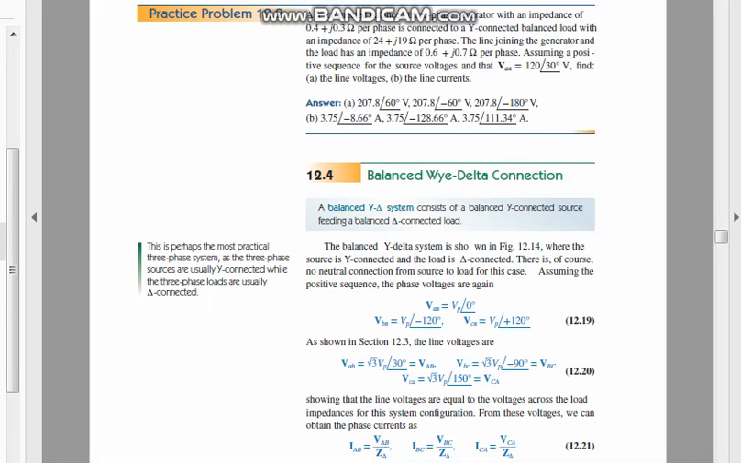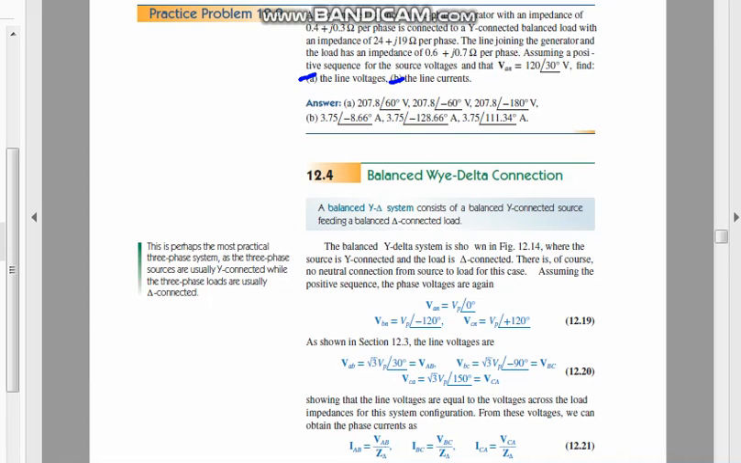Okay, in the previous lecture I told you that to solve practice problem 12.2, we have to find two things. First of all, the line voltages. Second, the line currents. What are the line voltages? The line voltages are the voltages line to line. That means the voltage difference between two phases. And the line currents mean the current that goes through the line.